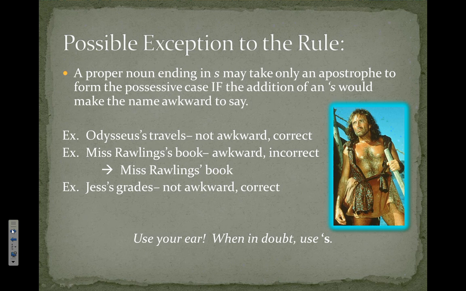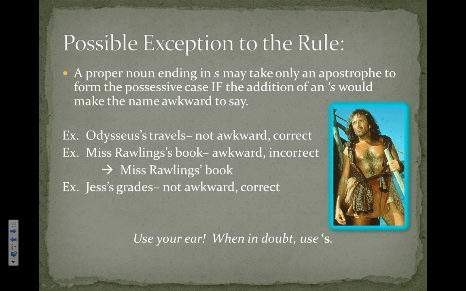Now, let's look at some possible exceptions. A proper noun ending in an S can only take an apostrophe if the addition of an S would make the name awkward to say. So for example, what do you do when the person's name ends in an S? Odysseus' name ends in an S. Okay, Odysseus' travels. When we say Odysseus' travels, notice you hear the S twice, Odysseus's. You hear the is's. That means that I do hear the second S, so I go ahead and just follow the rule as I normally would and put apostrophe S.